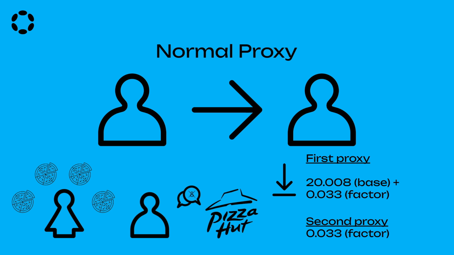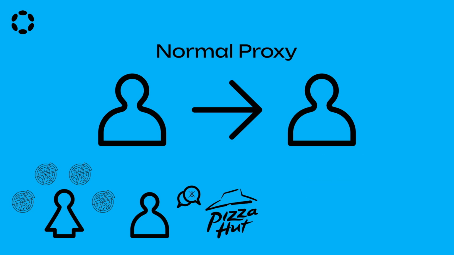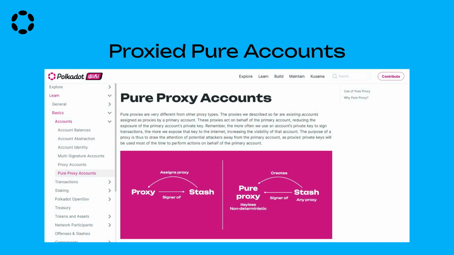If an account removes a proxy, the deposit of 0.033 DOT is freed, unless it's the last proxy on the account, in which case the base deposit of 20.008 DOT is also freed. Pure proxies, or what should be called proxied pure accounts, are a bit more complicated. In fact, they are so complicated that even the Polkadot wiki itself mislabels which account is actually the proxy.